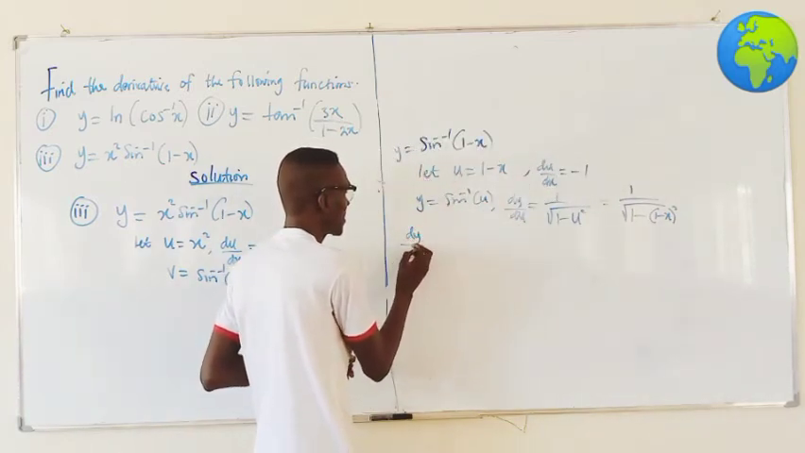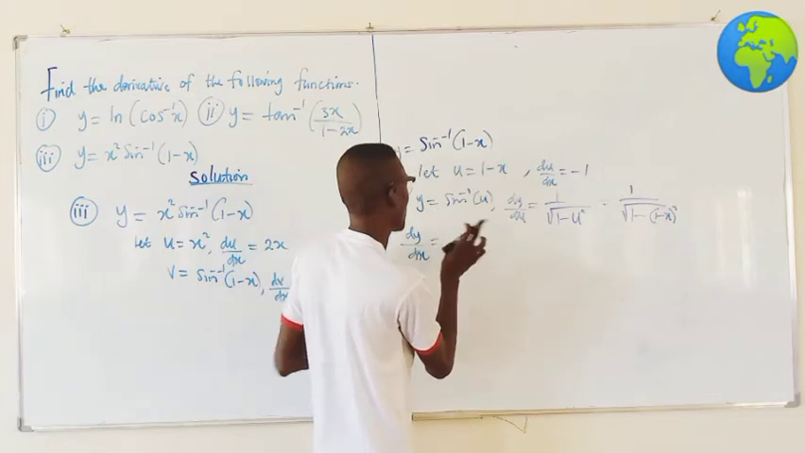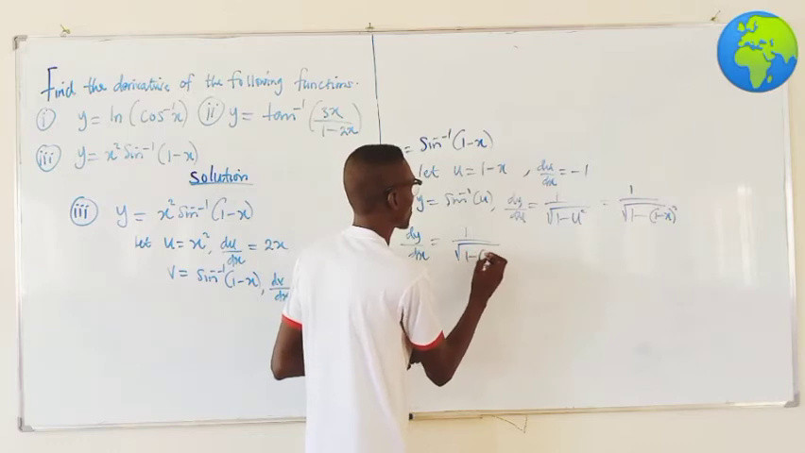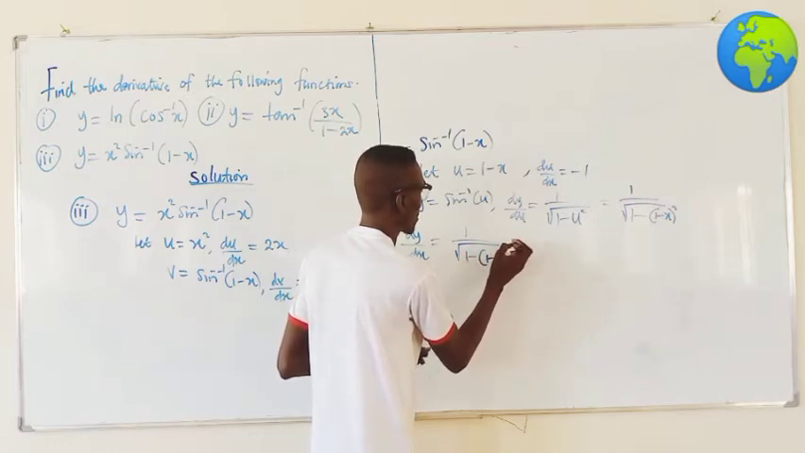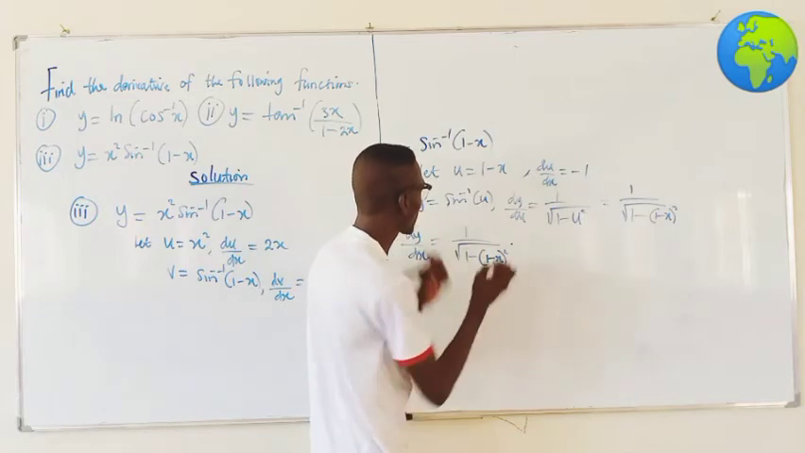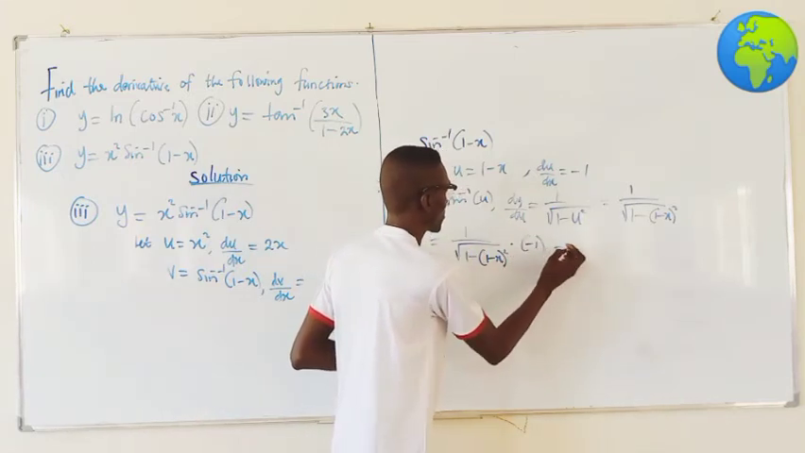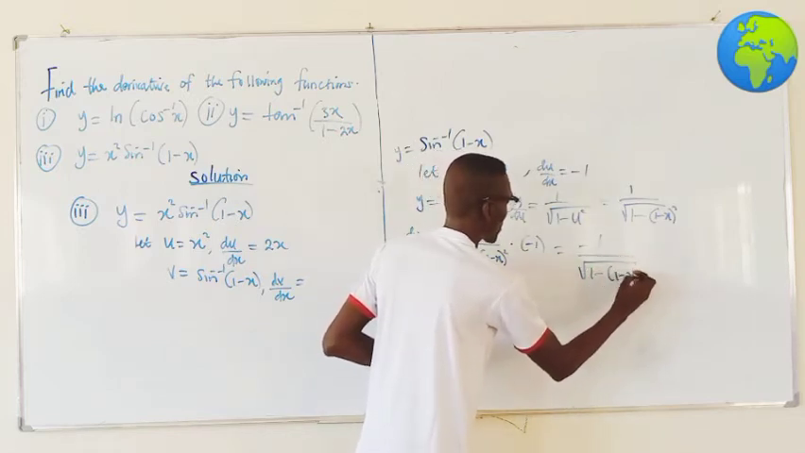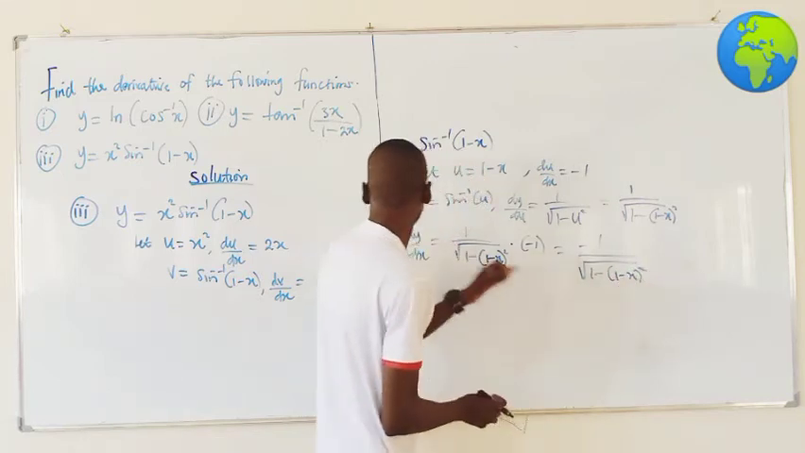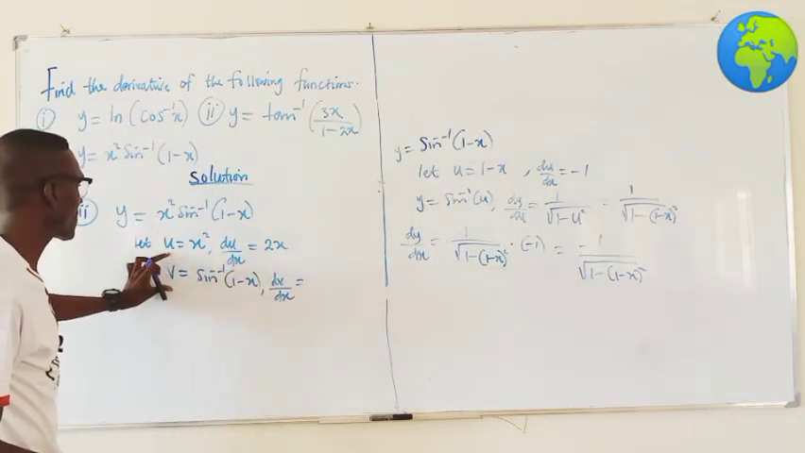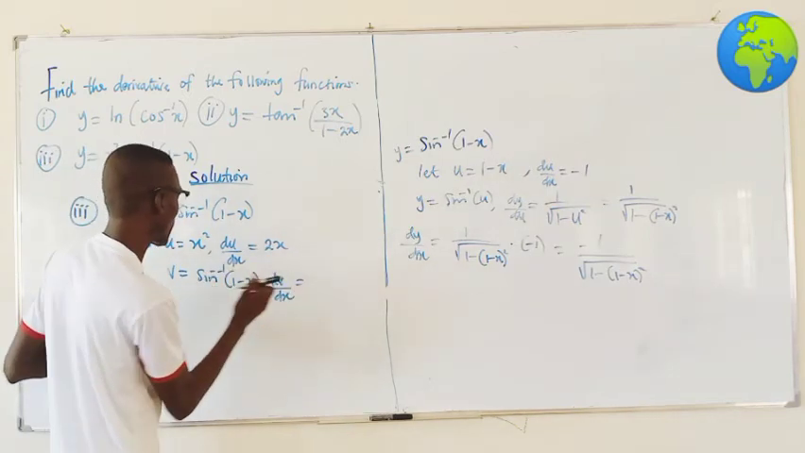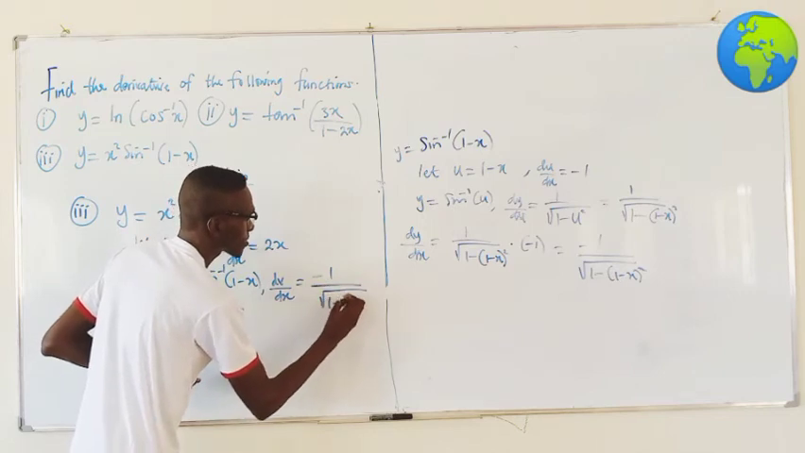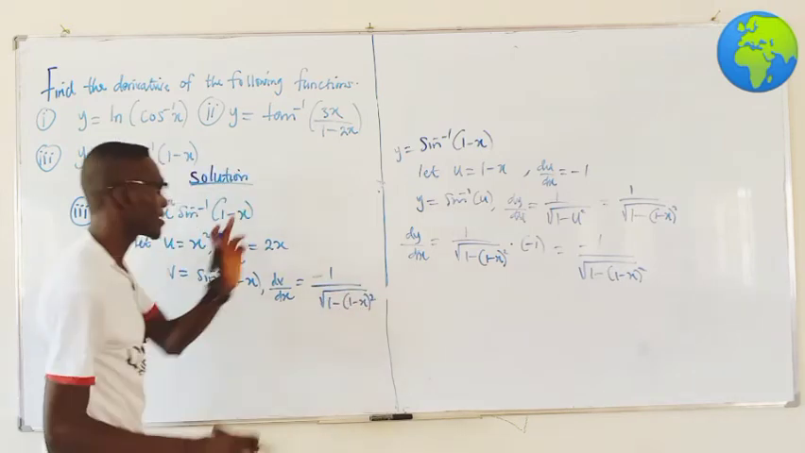So inserting the formula, dy dx is going to be dy du, which is 1 over square root of 1 minus x all squared, multiplied by du dx, which is minus 1, which is just the same thing as minus 1 over square root of 1 minus x all squared. So this is the derivative of v now. I just did it in the other part, so you shouldn't be confused. So I'll just copy that straight to this point. This is square root of 1 minus x all squared. So that's the derivative of this.